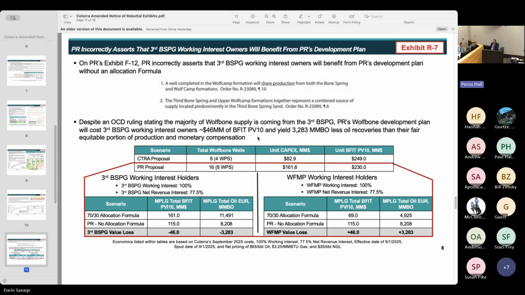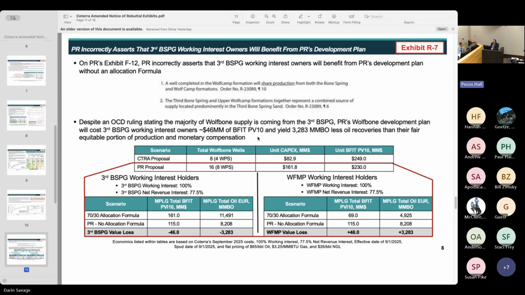The box highlights PR's plan and the impact to Third Bone Spring working interest holders and Wolfcamp working interest holders. The left side is the Third Bone Spring working interest holder. So this example looks at it on a gross basis. So a Third Bone Spring working interest owner has 100% in that unit, and we're assuming a net revenue interest of 77.5. The table below shows the difference between having an allocation formula or not having an allocation formula. And so the 70-30 allocation formula would provide Third Bone Spring working interest holders approximately $161 million of BFIT PV10. The total oil EUR on the 70-30 allocation would provide Third Bone Spring working interest holders approximately 11.5 million.